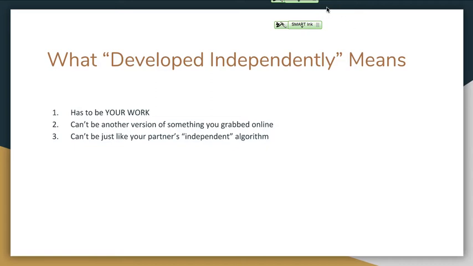Let's go over what independently developed means. It has to be your work. It can't be another version of something you grabbed online. And it can't be just like your partner's independent algorithm. They have to be different.